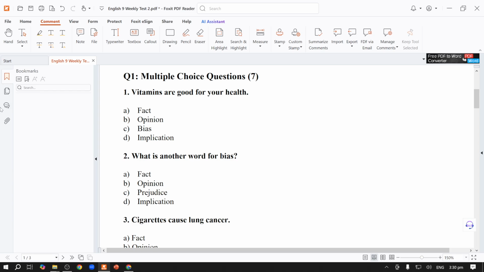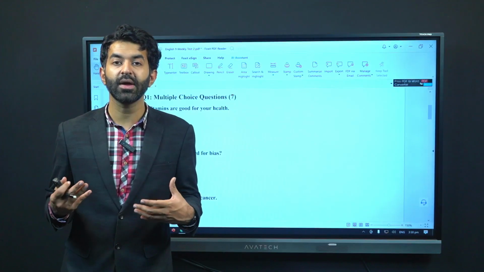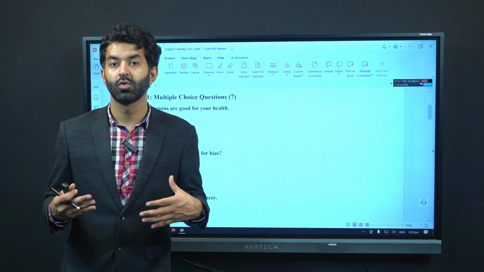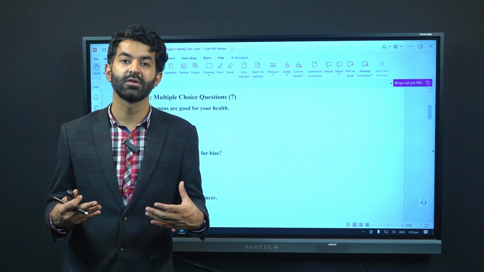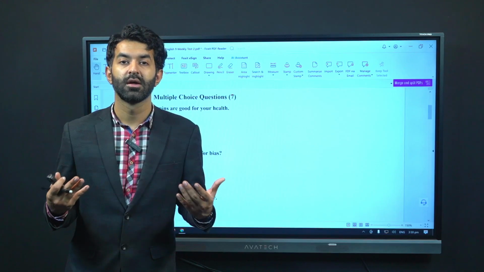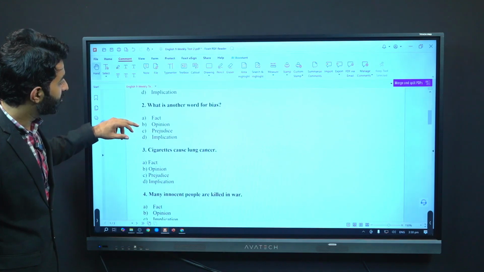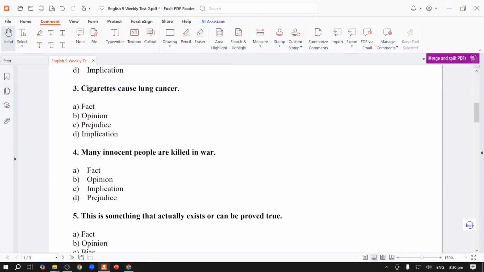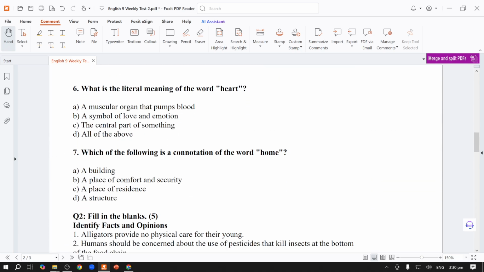In the lecture we have thoroughly discussed what is a fact and what is an opinion. So we have to identify and recognize out of the statements which one is a fact, which one is true, and which statement is an opinion. Okay? So then what is another word for bias? Cigarettes cause lung cancer. Is it a fact, opinion, prejudice, or implication? So we have all these different 7 MCQs.